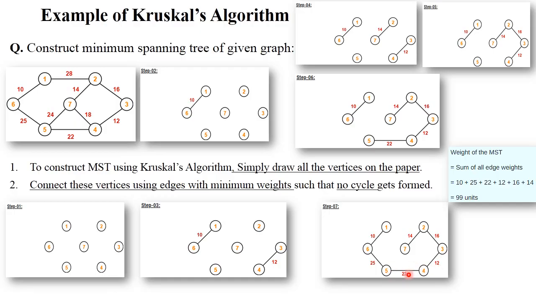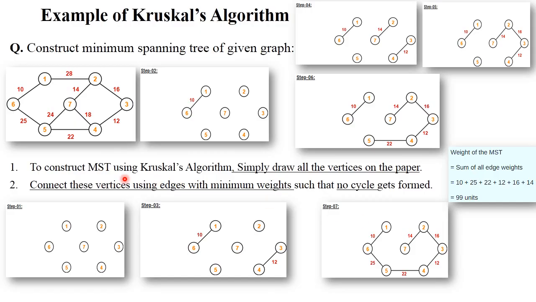22. Okay. So after 22, which is the minimum weight? That is 24. But after adding 24, a cycle will be formed, right? Next after 24, then 25. Again, you should add 25 here. That is 6 to 5, 25. Okay. Then after 25, there will be a 28. But when you add 28, a cycle will be formed. So reject that. Okay. Now again check, the sum of all the edge weights is 99 units. So the output of Prim's and Kruskal algorithm is the same, but the ways of finding it are different, right? So this is the concept of Kruskal algorithm.